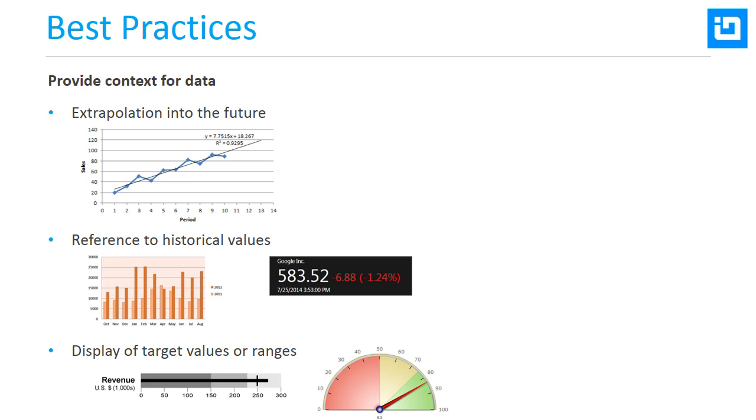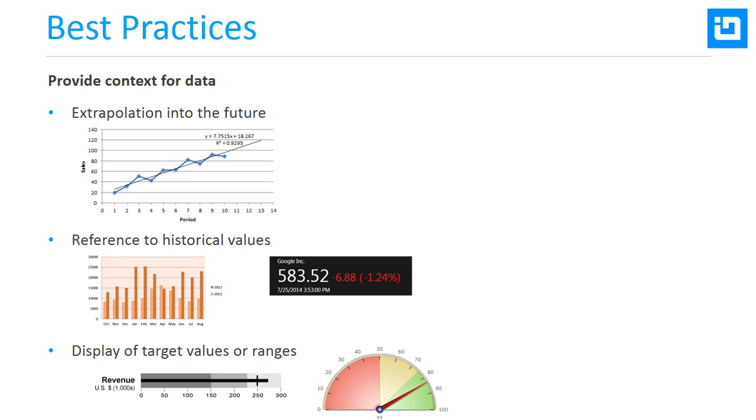One of the worst practices was to show data in isolation without context. This here is the counterpart now. In best practices, we do want to provide context for our data, and we can do this in many different ways. For example, we can extrapolate into the future. Here I have sales data that ends in October. I'm not even sure if this is October, but this is the 10th period. Whatever this is, it ends here in the 10th period.